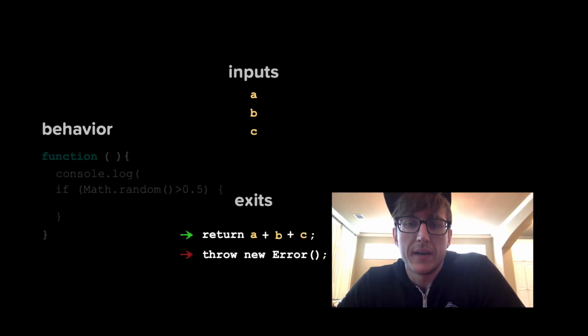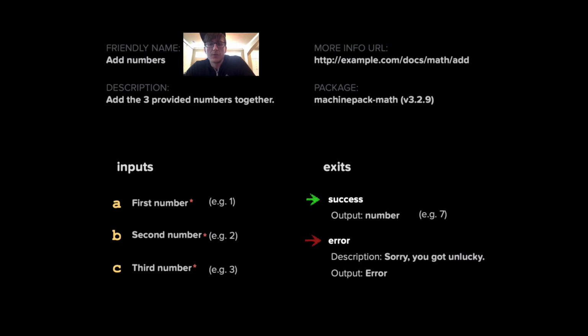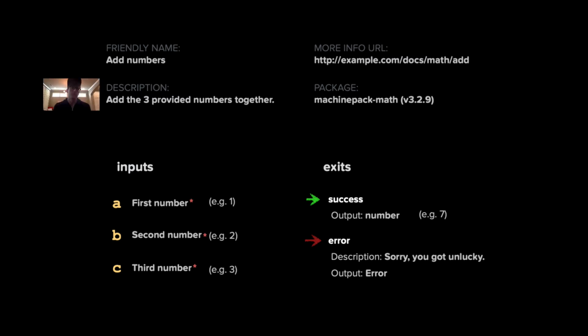And the part that's the API is the inputs and the exits. An API usually has some other stuff. So in this case, we might say friendly name, add numbers. We'll write it in the imperative mood. We'll also write a description in 140 characters or less in the imperative mood. We might say add the 3 provided numbers together.